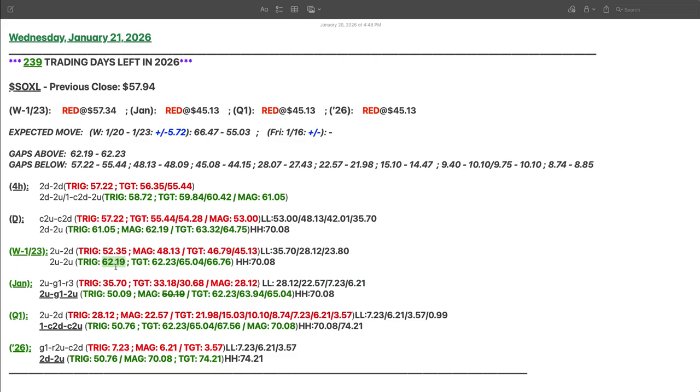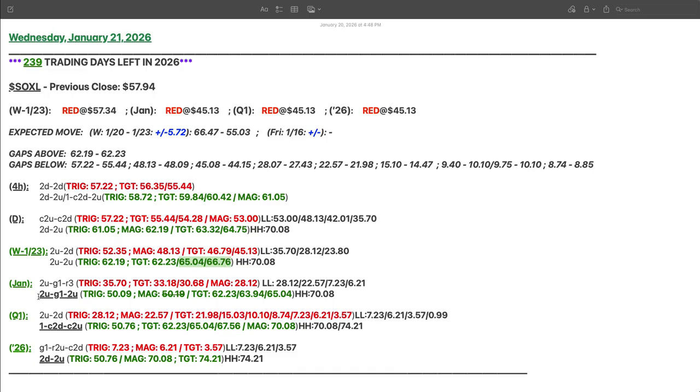So we've got the 62.19 as that trigger, and we've just put that 62.23 as an initial target just because it's a gap close. You just got to leave it out there. But if we do get past that, then we've got 65.04 and 66.76 as our targets.